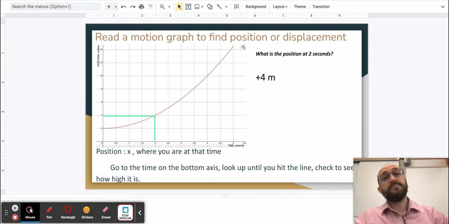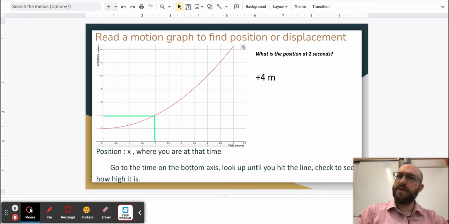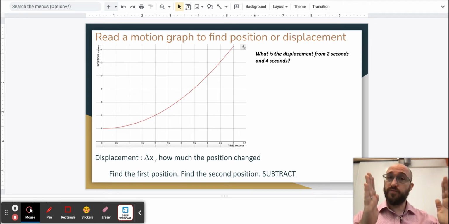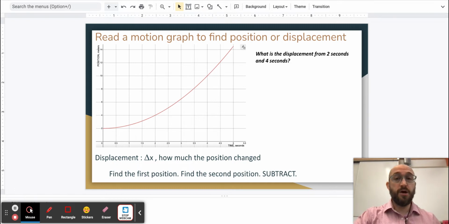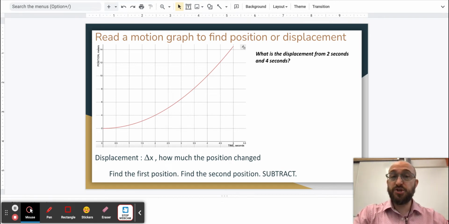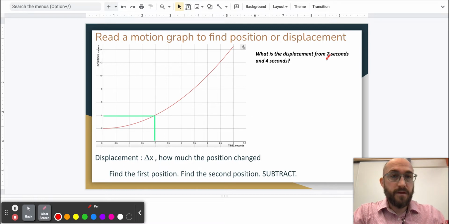Great. Next, though, can you find the displacement? Well, if you remember, displacement is not where you are. Displacement is how you moved. So I don't want to know 4 meters. I want to know how it changed. So I'm going to find the position at 2 seconds and the position at 4 seconds, because it says here from 2 seconds and 4 seconds. What is the displacement?